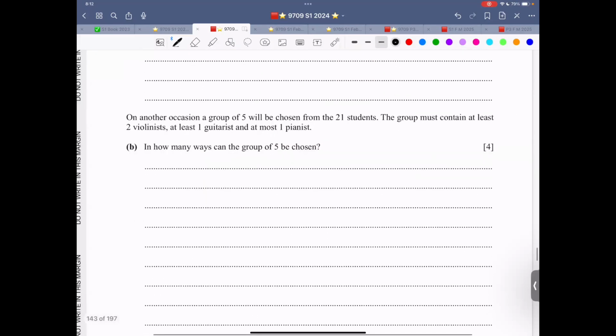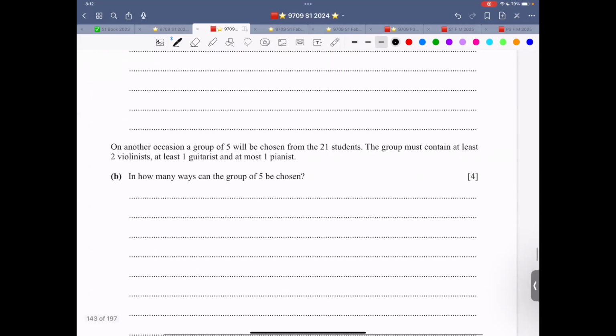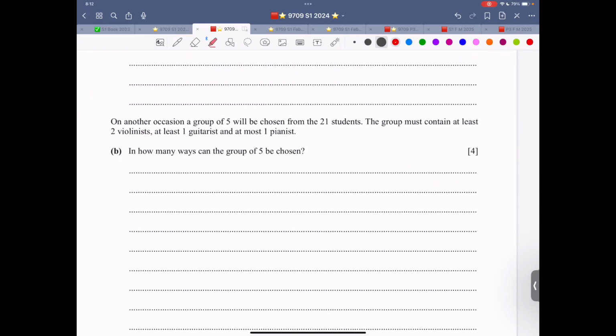Question number 2. Now, this is for 4 marks. That was for 2 marks. On another occasion, a group of 5. Now, it's no more 7. It is 5 over here. A group of 5 will be chosen from what? From the 21 students. The group must contain at least 2V, at least 1G, at most 1P. So there is at least, at most.